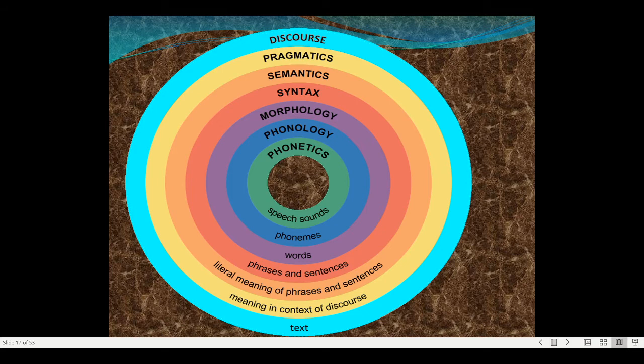And then comes the next circle where you have phrases and sentences. They're growing in size, they are accelerating in size. And this is studied under the branch of what you call syntax.